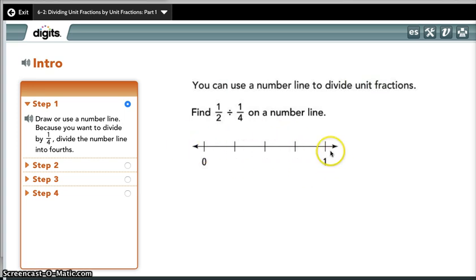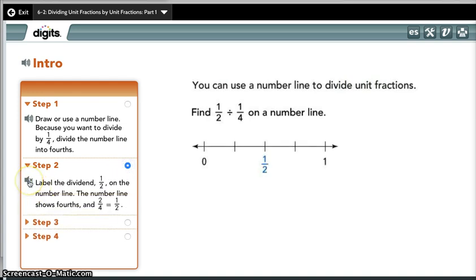So 0 and 1, and then each one of these represents a fourth. Here's 1/4, 2/4, 3/4, and 4/4, which is just 1. Label the dividend 1/2 on the number line. The number line shows fourths, and 2/4 equals 1/2.